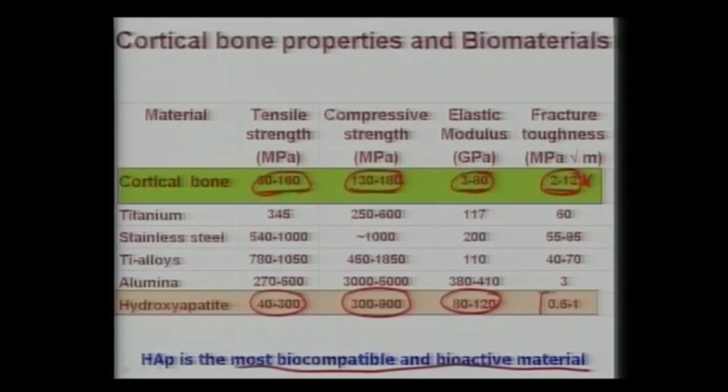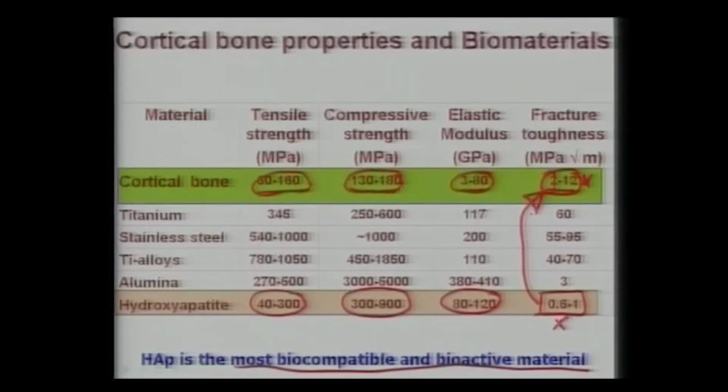However, if you look at this fracture toughness property, it is around 0.6 to 1 MPa square root meter. This does not even meet the lower bound of the fracture toughness of the cortical bone, which is around 2 MPa square root meter. Therefore, you need to improve the fracture toughness of the hydroxyapatite by some means, so that it meets this particular requirement of the cortical bone.